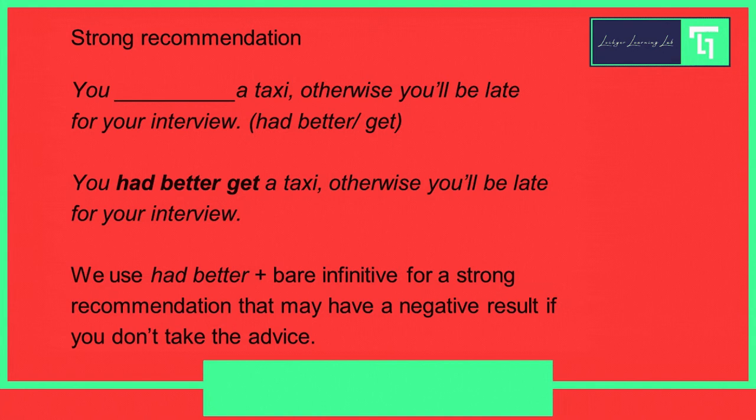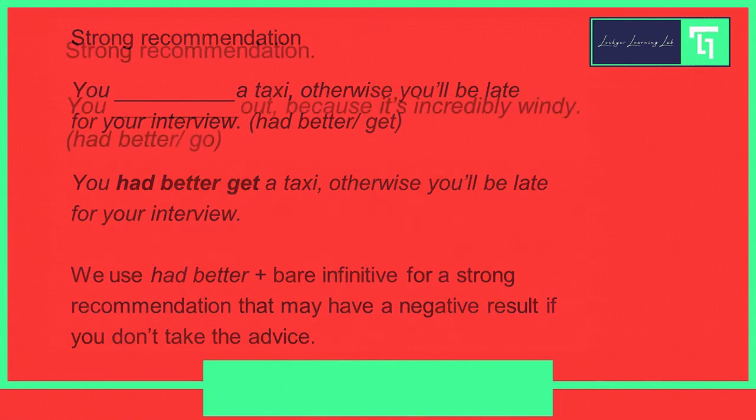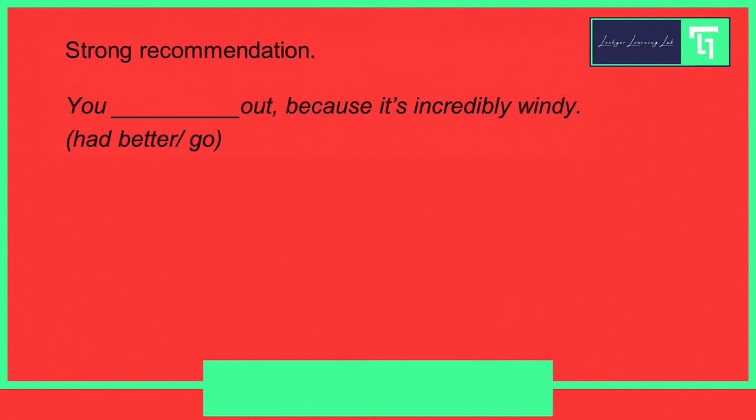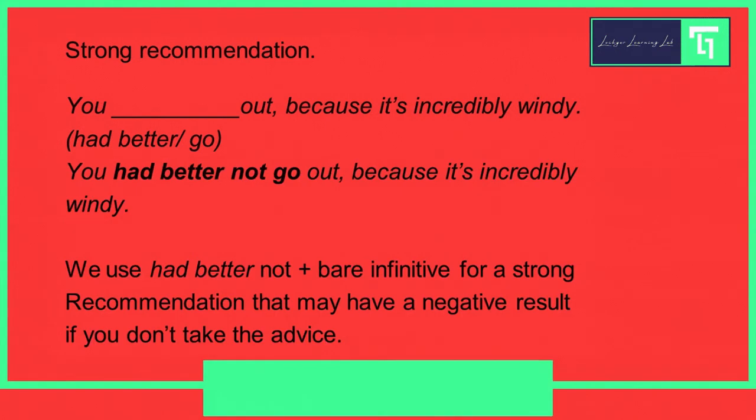Now here be careful because we use what's called the bare infinitive, which means there's no to, all right, so you had better get. Then we've got strong recommendation about something that's negative. So for example, you out because it's incredibly windy. So here we want to say you had better not go out because it's incredibly windy. So we want to really tell that person, no, please don't go out. Maybe you're going to be injured if you go out. So you had better not go out. And if you go out, you could be injured.